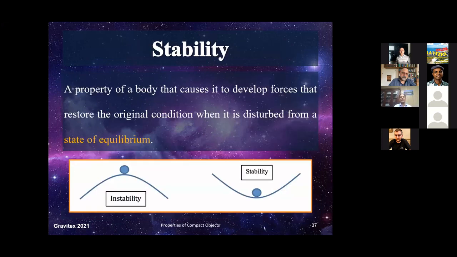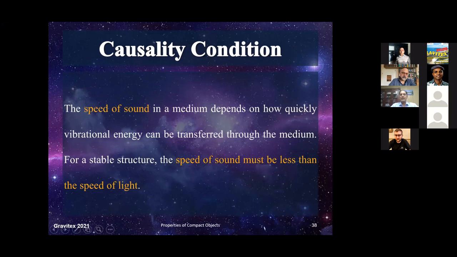Stability is an important property of a body that causes it to develop forces that restore the original condition when it is disturbed from a state of equilibrium. Here we can say this is the state of instability and this is the state of stability. Next is the causality condition. This is a condition obtained through the speed of sound in a medium, which depends on how quickly vibrational energy can be transferred through the medium. For a stable structure, the speed of sound must be less than the speed of light.